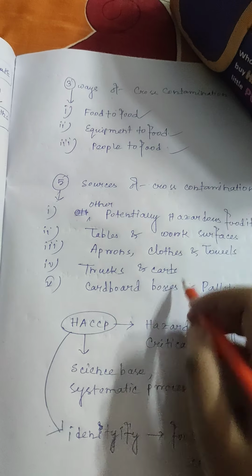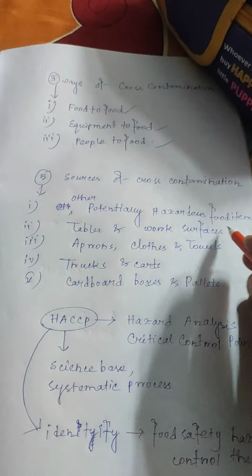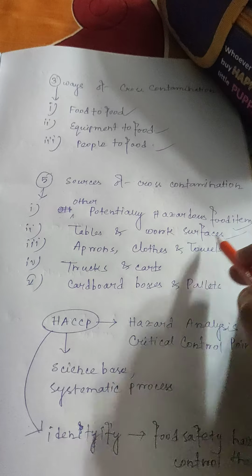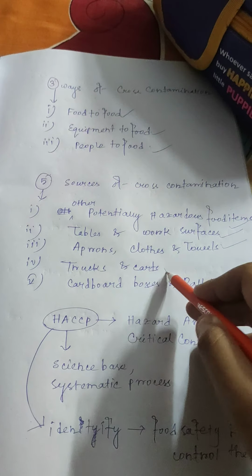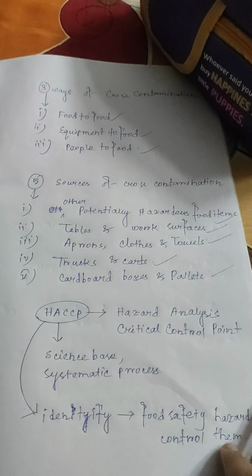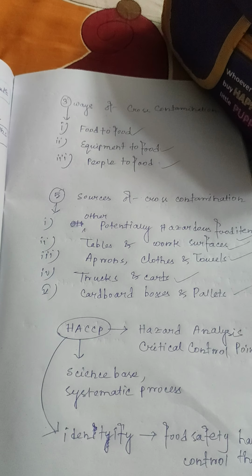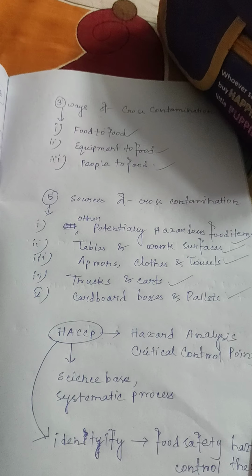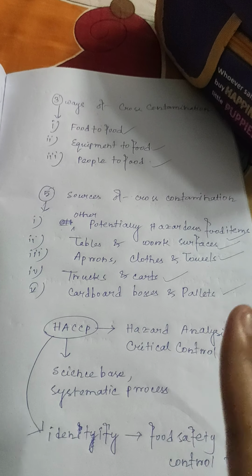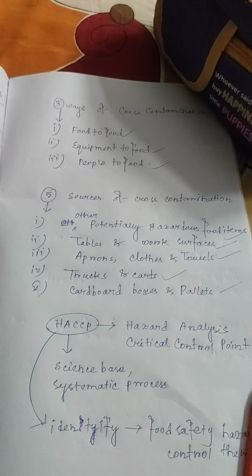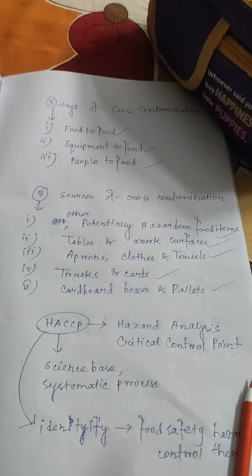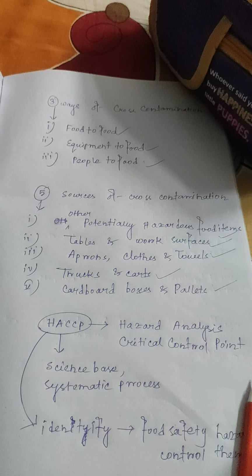Five sources of cross contamination: other potentially hazardous food items, table and work surfaces, aprons, clothes and towels, trucks and carts, cardboard boxes and pallets. How many sources of cross contamination are there? Five sources. First is other potentially hazardous food items, second is tables and work surfaces, third is aprons, clothes and towels, fourth is trucks and carts, and fifth is cardboard boxes and pallets.